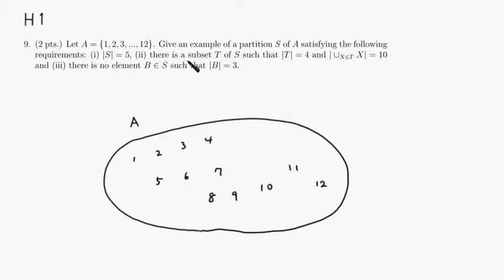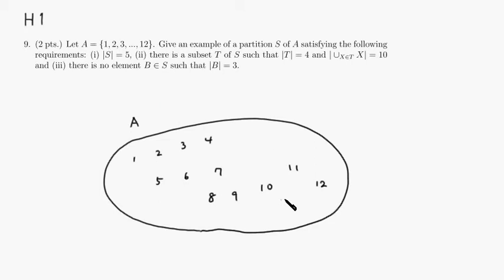And it says that there is a subset T of partition S such that the cardinality of T is 4 and the union of all the elements in T put together has a cardinality equal to 10. So the subgroups in T together have 10 elements. And number 3, there is no element B in S with 3 elements. So there are no subgroups of 3 elements.